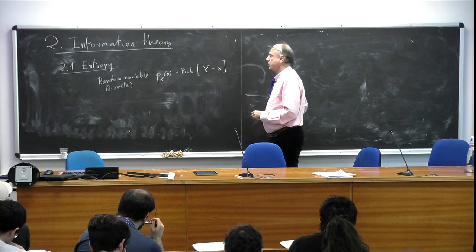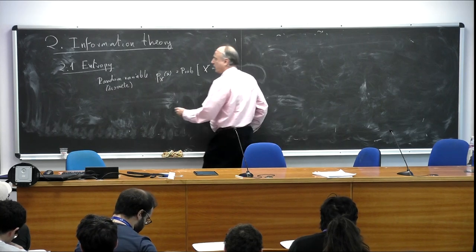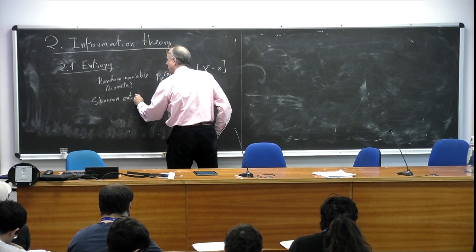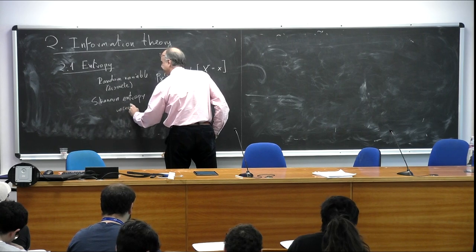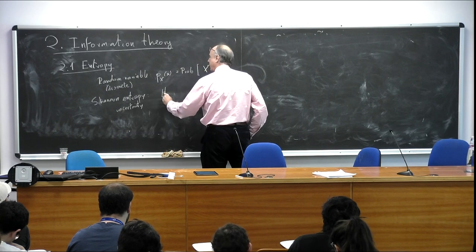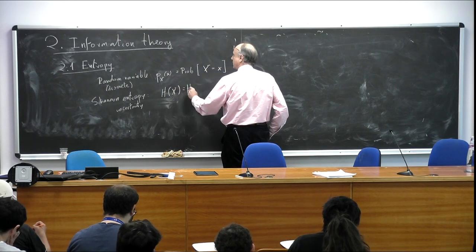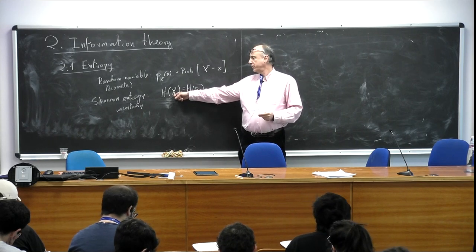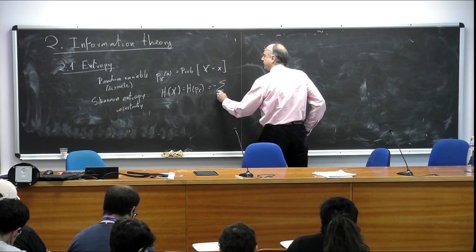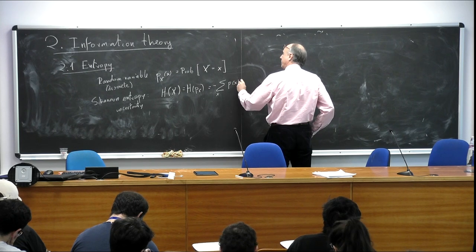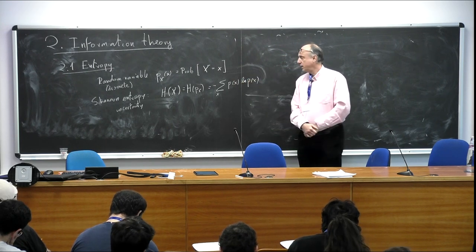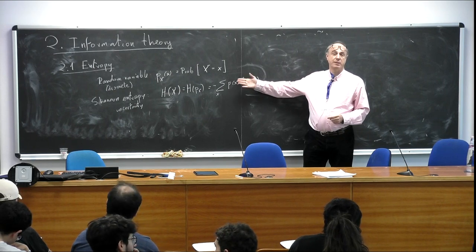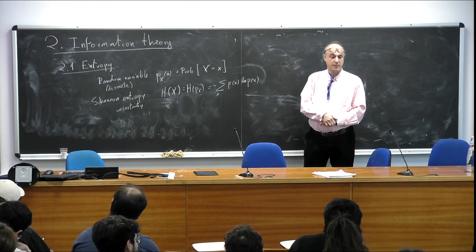So if you have this situation, a random variable with this distribution, the Shannon entropy, or Shannon uncertainty, is defined as H of X. We will also use H of p_X. We will use these notations. Sometimes we indicate the dependency on the random variable or on the distribution. It's defined as minus the sum of p log p. And probably you have seen this formula. This is also the same formula as the Gibbs entropy in statistical mechanics.